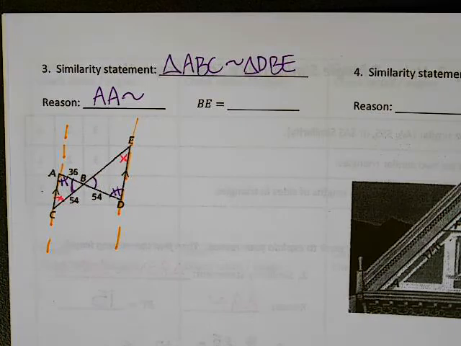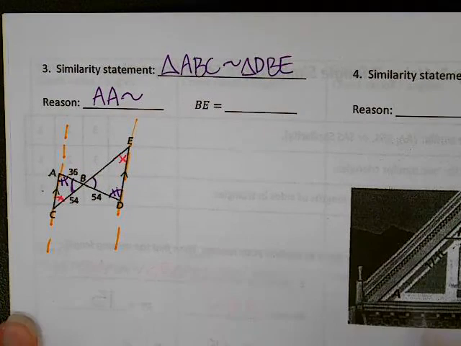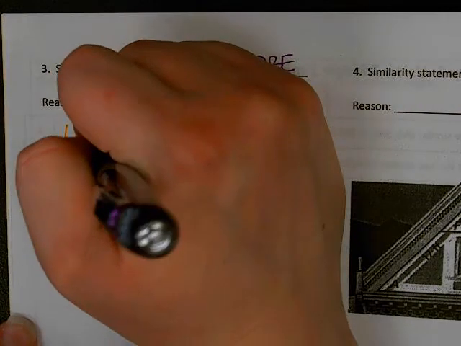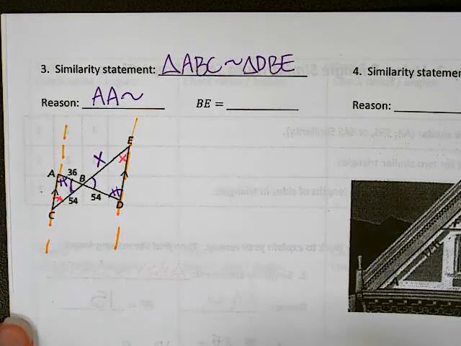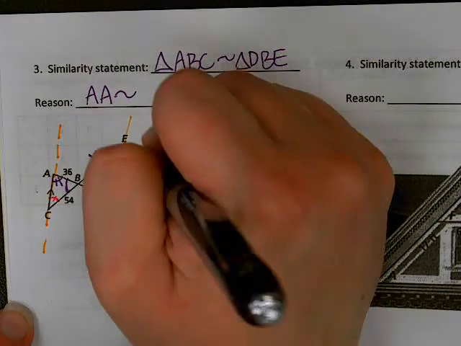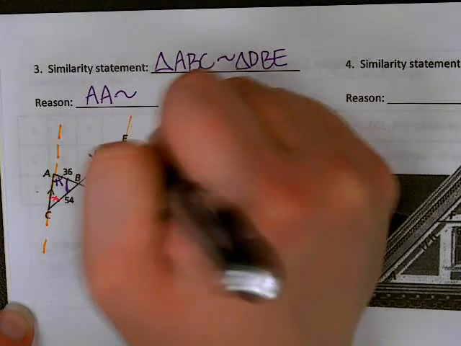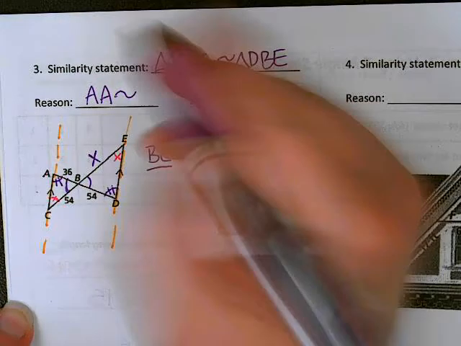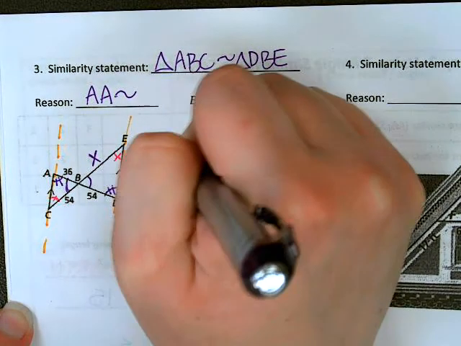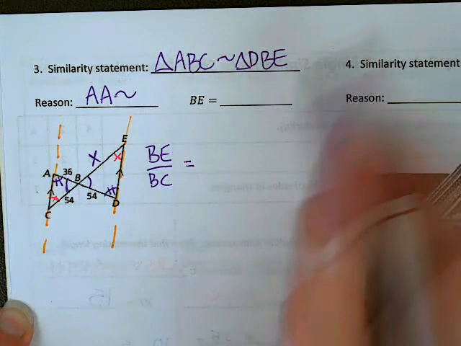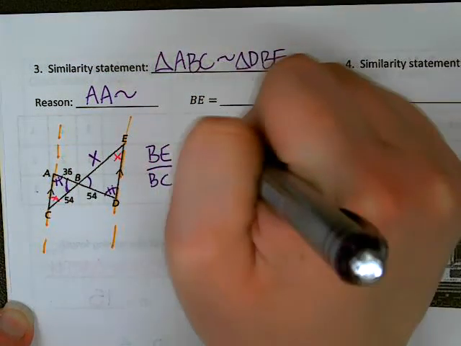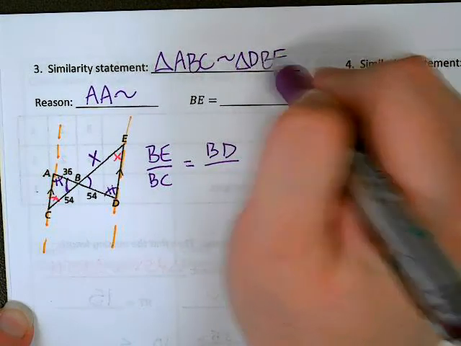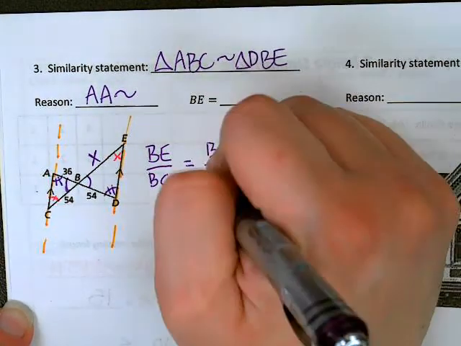Now we have to set up our proportion. We're looking for BE. So I'm going to put an X on BE so that I remember that's what I'm looking for, and so I remember to include it in my proportion. So I'm actually going to start with BE. BE is going to be proportional to BC. And let's see what other sides we were given. I'm looking for BE. I was given BD. So BD's got to go up here, and BD is going to be over BA.